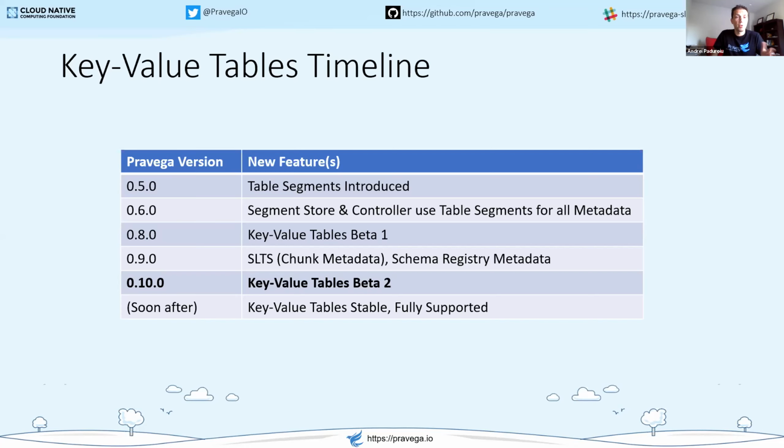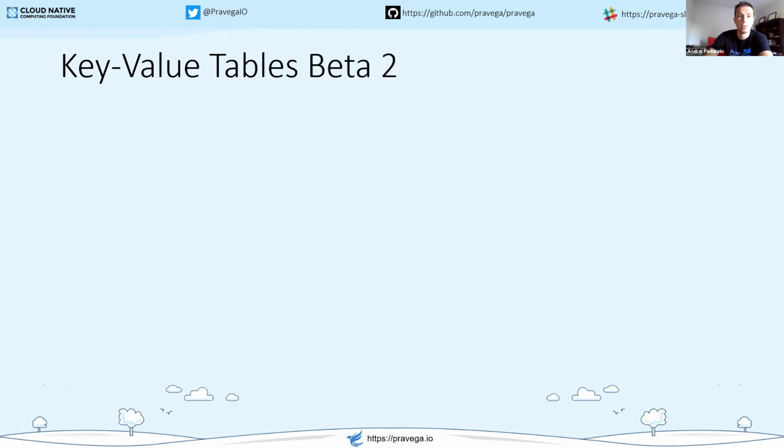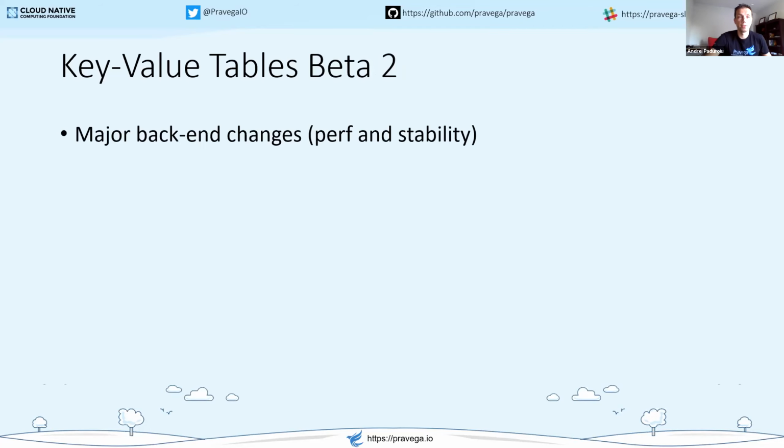And now in 0.10, which is what I'm going to be talking about in the next few slides, is the beta 2 of key value tables, which, as you're going to see, is a big improvement over this. Our goal is that soon after, maybe release 0.11 or 0.12, we're going to have fully supported, stable key value tables. All right, so let's go and see what this beta 2 is about.